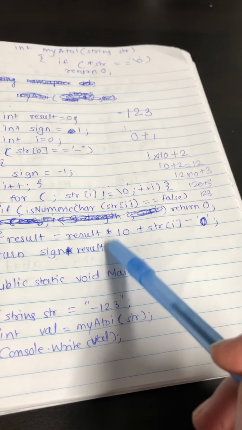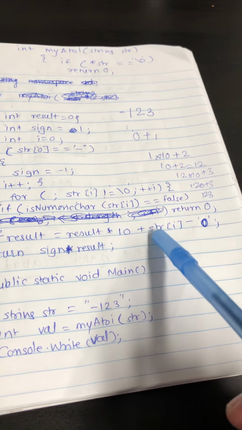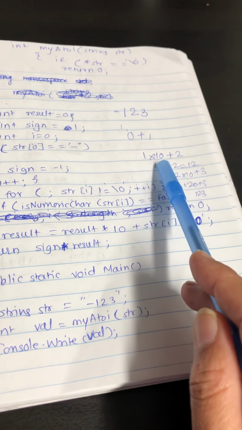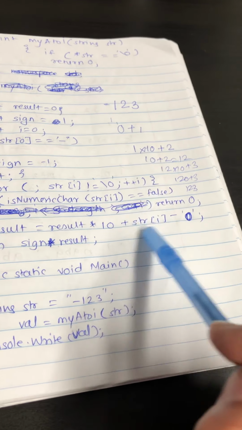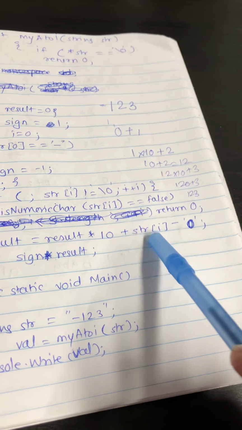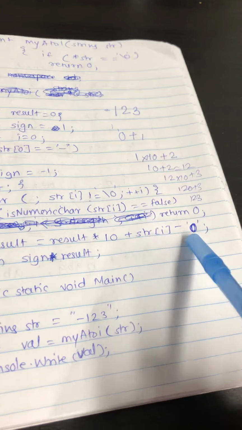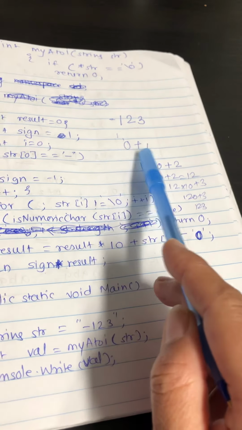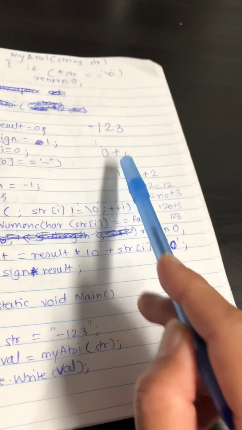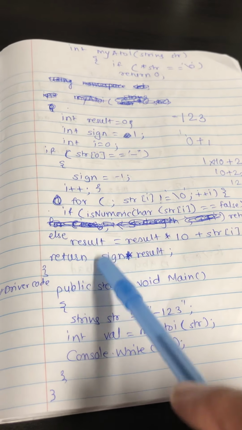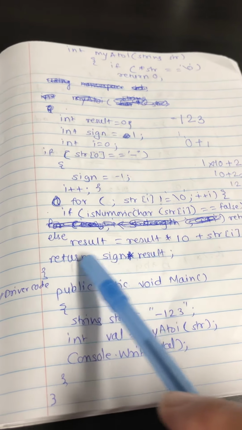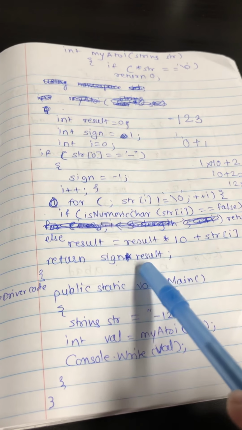Otherwise, the result is assigned as 0 first. In the first iteration, 0 times 10 plus string of i, which is 1, its ASCII value, and then the ASCII value of 0 will be subtracted, so that we are getting 1 as an integer value there. So 0 plus 1 will be 1, assigned to the result.